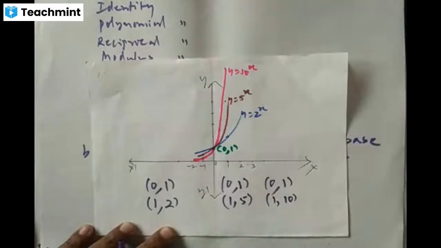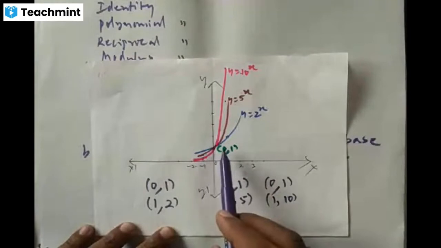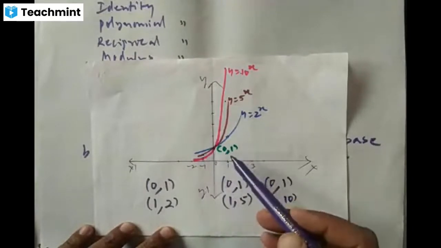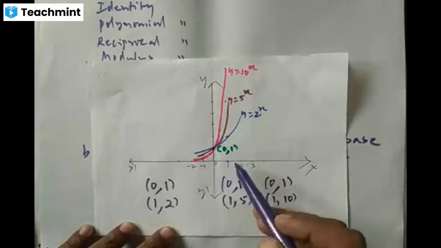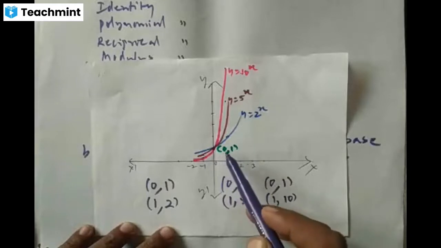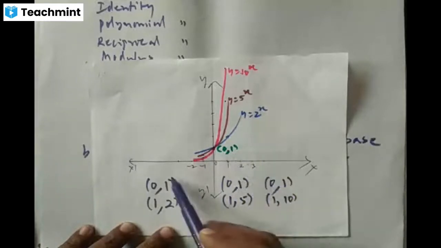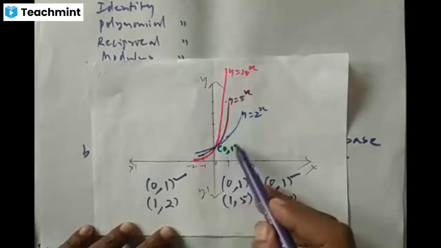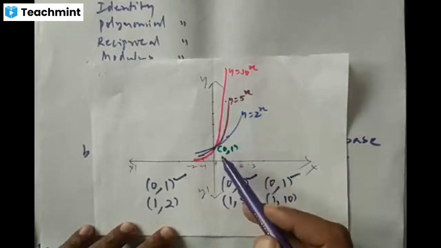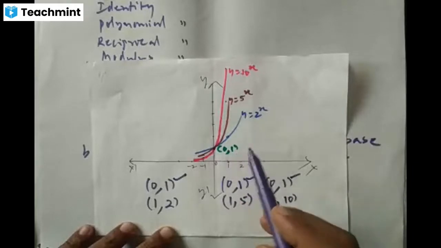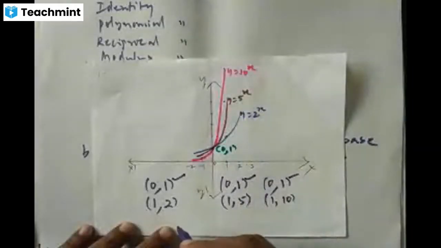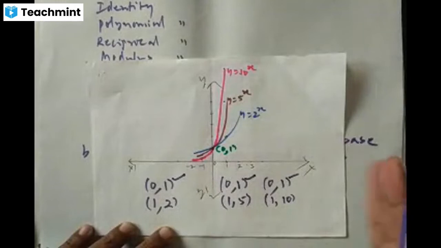Okay. So from this diagram, what we can observe: all the 3 graphs, all the 3 curves pass through the point (0, 1), correct? Or in other words, we can say the point (0, 1) lies on the graph of any exponential function. So that's observation number 1.